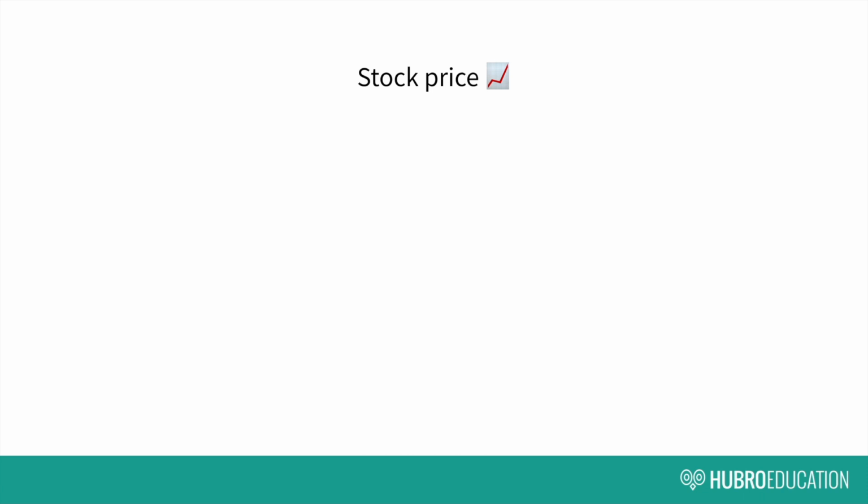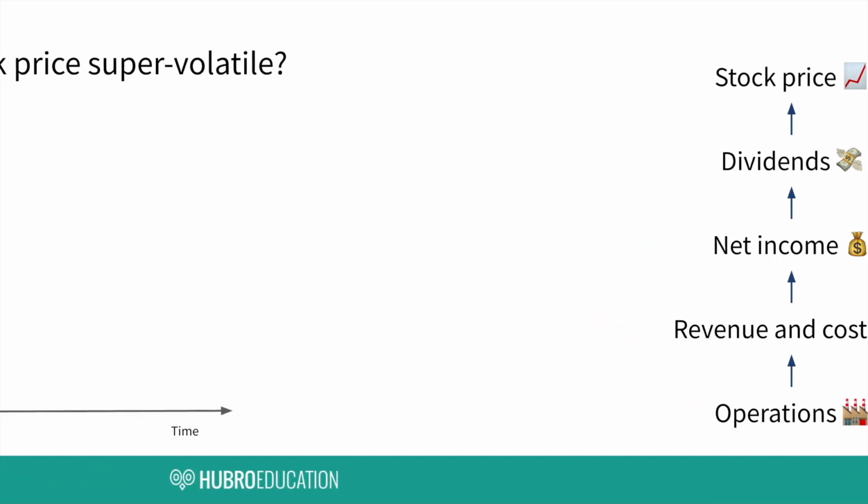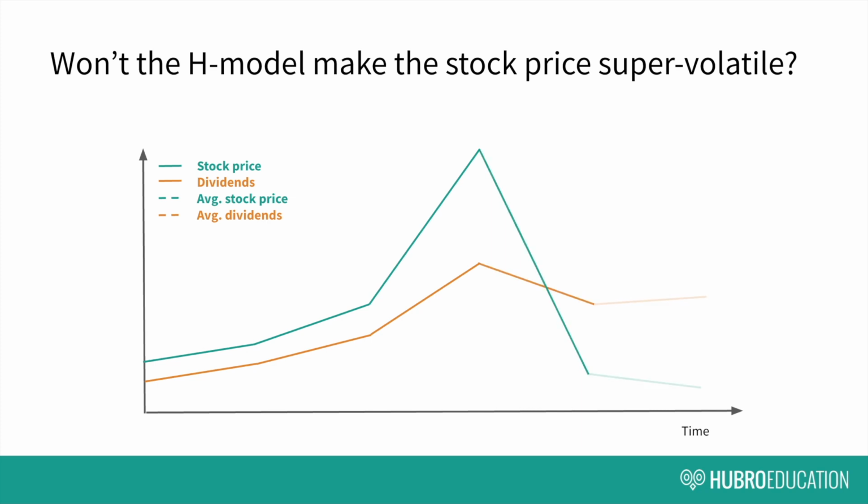Remember, your stock price is affected by your dividends, which are part of your net income, which is the result of your revenue and your costs. That means that you're going to have to manage the entire company well if there's going to be any dividends to pay in the other end. As you might suspect, the H model could make your stock price extremely volatile. A high dividend payment can send your stock price to the moon in one quarter, only to plummet in the next if you're not as profitable.